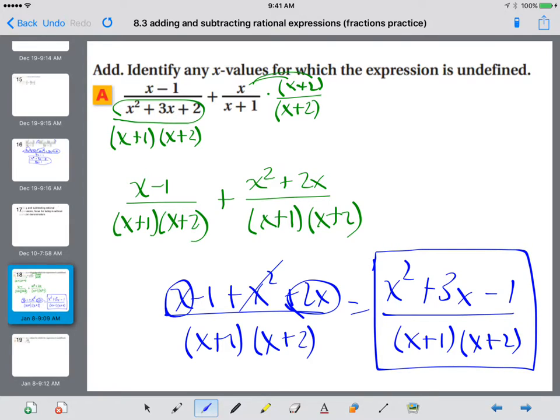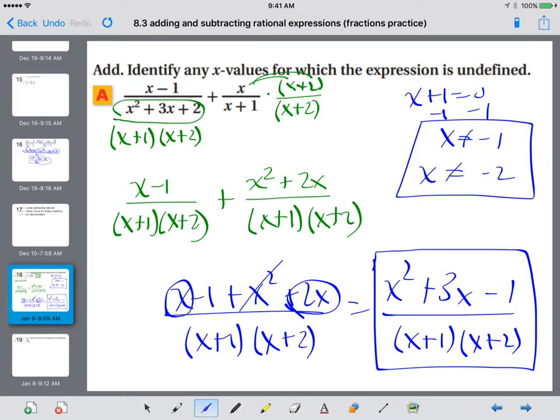There's my addition. To identify any x values for which the expression is undefined, we need to take the bottom and set those values equal to 0. Well, when would x plus 1 equal 0? So x can't equal negative 1, and x also can't equal negative 2. For both of those values, the expression would be undefined.